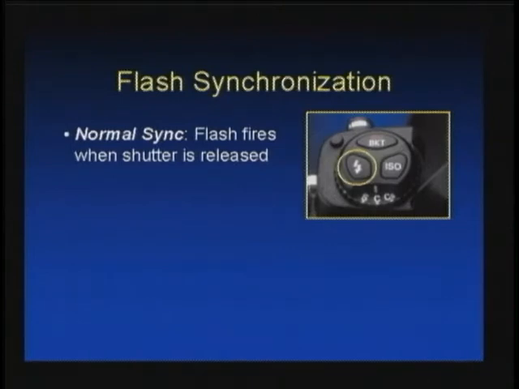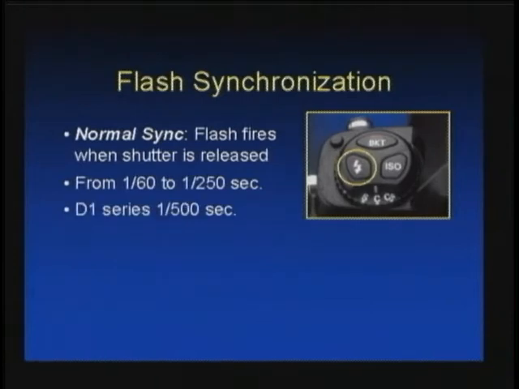The flash speed is coordinated so that the camera will set in an automatic mode, such as aperture priority or in program, from 1/60th of a second to the top shutter speed of 1/250th of a second. When you're shooting with D1 digital series cameras, that top TTL shutter speed becomes 1/500th of a second, and now expanding your range that flash photography can be used.